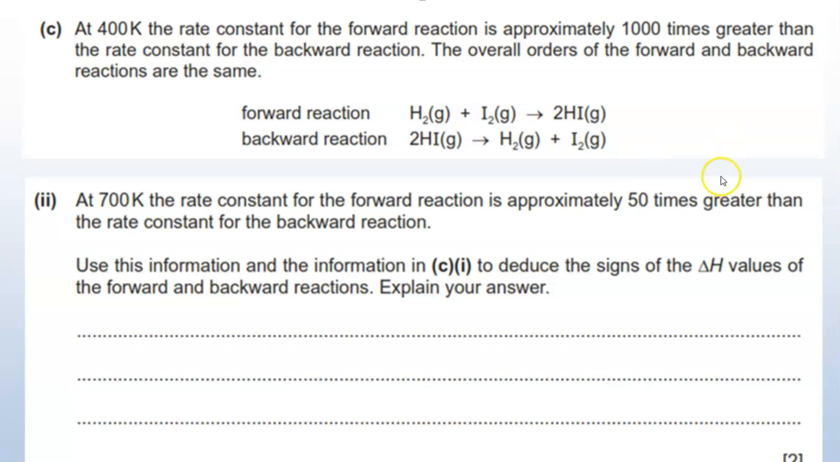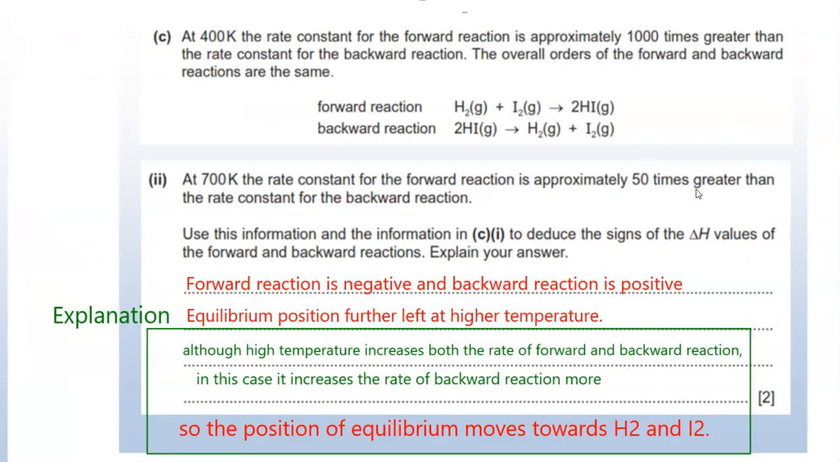Now see, the forward reaction is negative and the backward reaction is positive. Equilibrium position is further left at higher temperature. So you understand, for the forward reaction what happened? Equilibrium position will move backward at higher temperature as the forward reaction is exothermic.